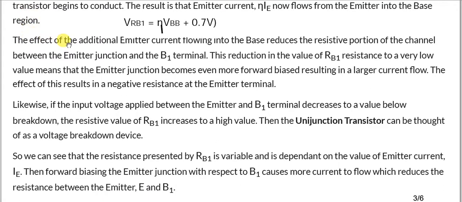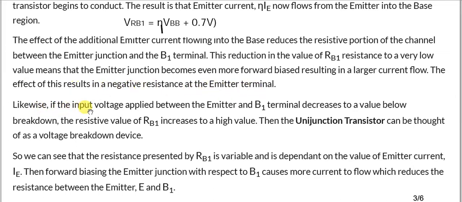The effect of the additional emitter current flowing into the base is to reduce the resistive portion of the channel between the emitter junction and the B1 terminal. This reduction of the RB1 resistance to a very low value means that the emitter junction becomes more forward biased, resulting in a larger current flow. The effect of this is a negative resistance at the emitter terminal.